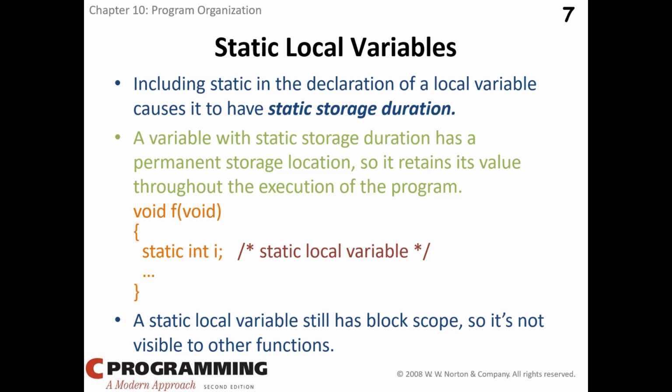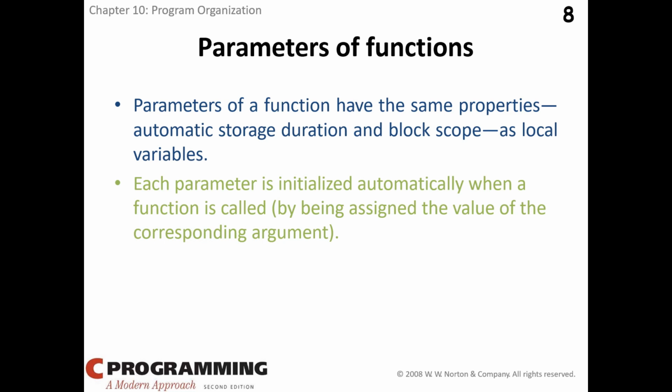Now take a look at the example we have in the slide, the function f. Inside this function, there's a variable i declared as static. This makes i a static local variable. It's important to note that despite having a permanent storage location, a static local variable still maintains block scope. This means it's only visible and accessible within the function in which it's declared, and it's not accessible to other functions.